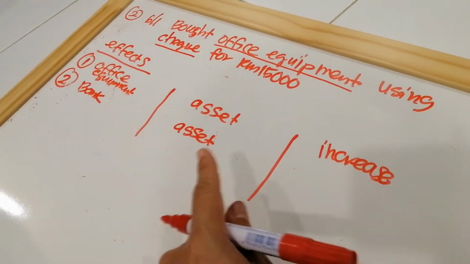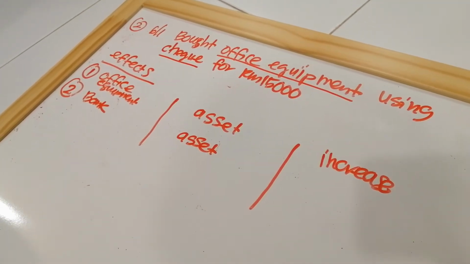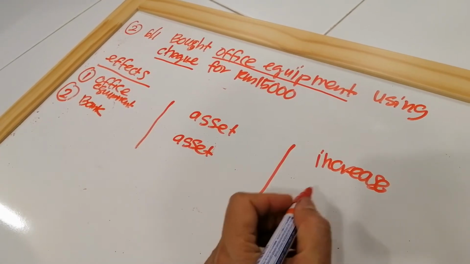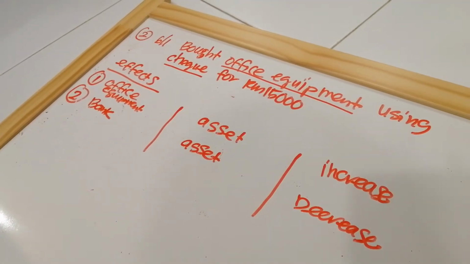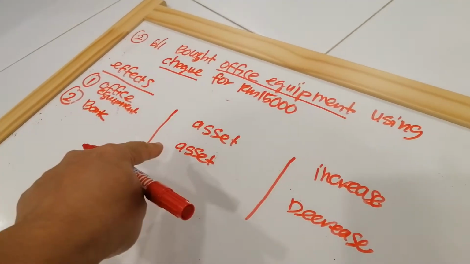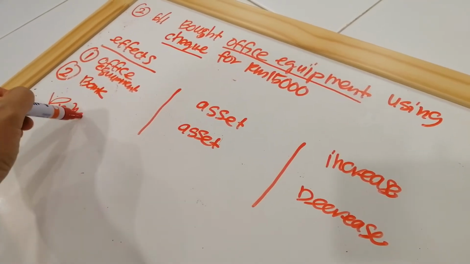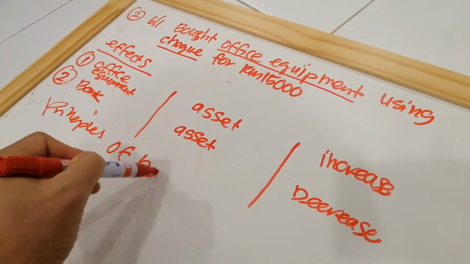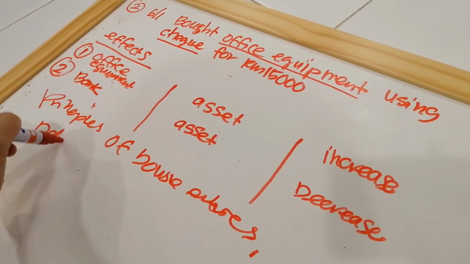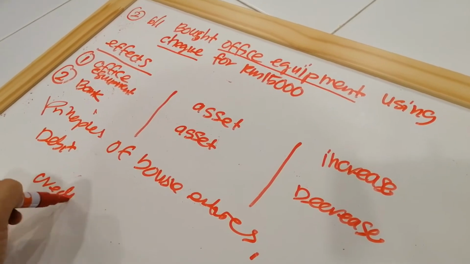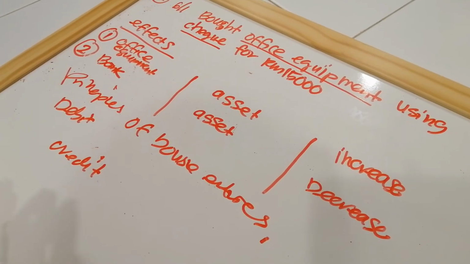Is the money in your bank, your cash at bank, increase? Of course not. It will decrease. Okay? So, from this effect, same also, you must have principle of double entries. So, what's the debit and what's the credit? Okay, try to guess in 1 minute.